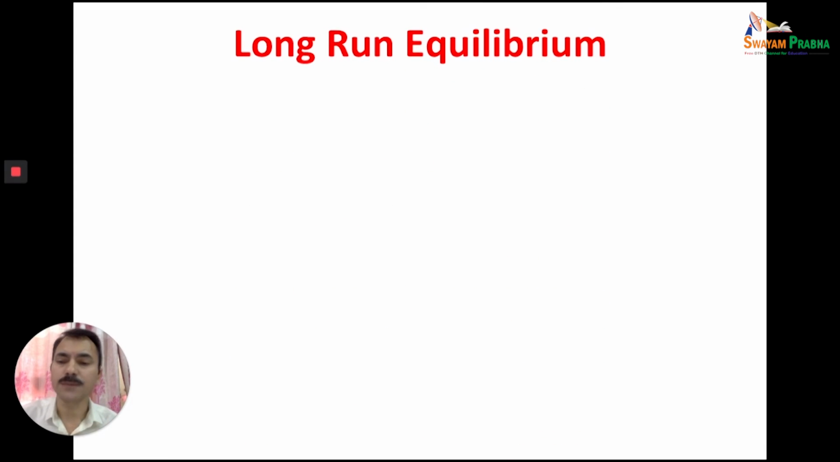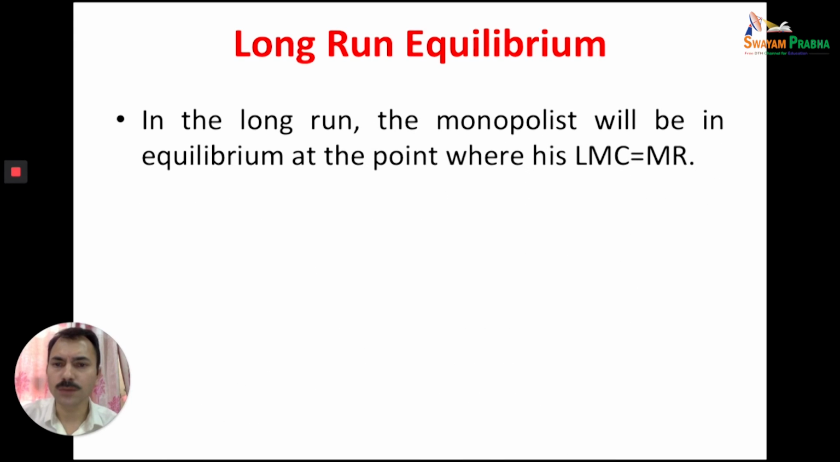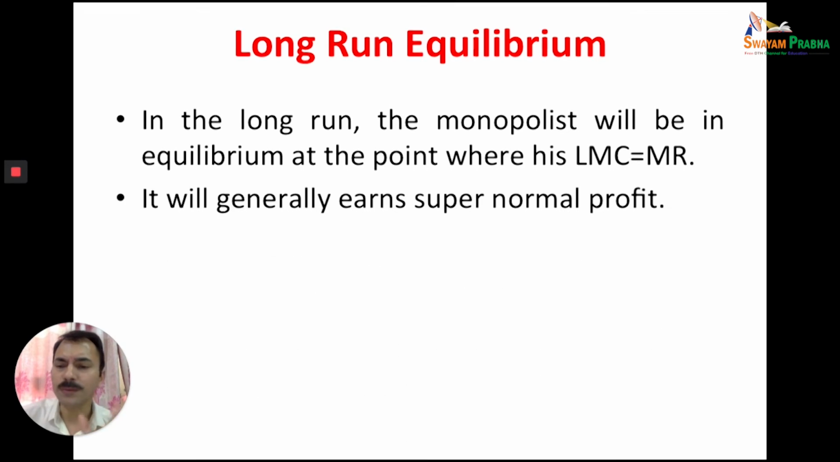Now, the second important thing is the long run equilibrium. Long run equilibrium we discuss when all factors of production are variable. In the long run, the monopolist will be in equilibrium at the point where long run marginal cost equals marginal revenue. The equilibrium condition remains the same. Long run marginal cost should be equal to marginal revenue, and long run marginal cost should intersect marginal revenue from below. It will generally earn supernormal profit.